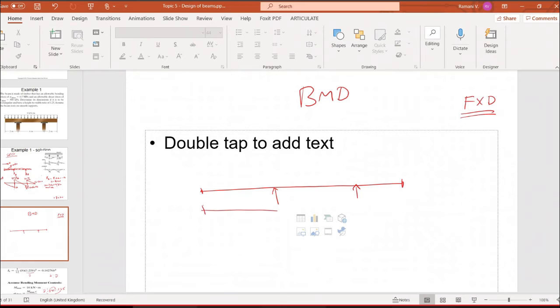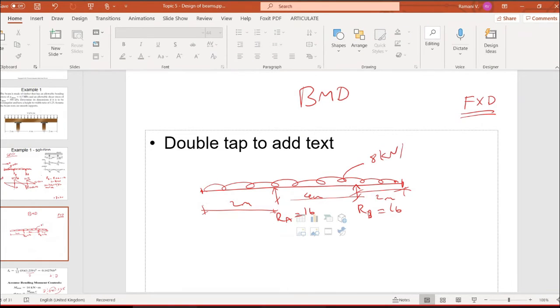This is 2 meter, right? This is 2 meter, and this is 4 meter, and this is 2 meter, and you have reactions RA equal to 16, RB equal to 16. Mark these loadings and all. And then another loading like this, 8 kilonewton per meter. These are the loading and the reactions. You need to write down the loading and reactions so that you can calculate the exact value of your bending moment. Start drawing the bending moment diagram.